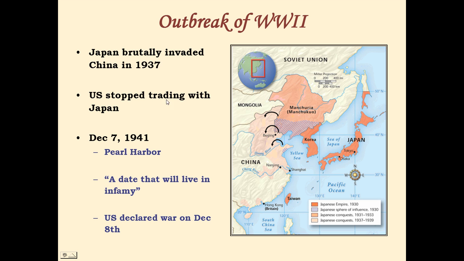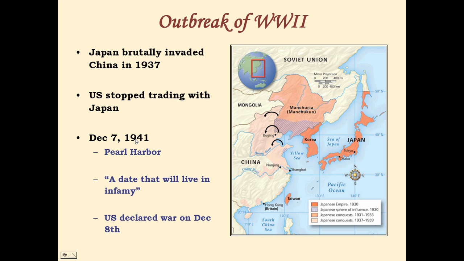The US stopped trading with Japan in the late 1930s because we didn't want to sell them things like steel and oil because they could make planes and use the oil for gasoline to power their planes and make military equipment that they could use to attack other countries. We were negotiating with Japan.